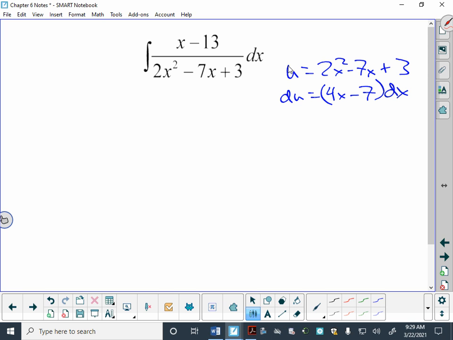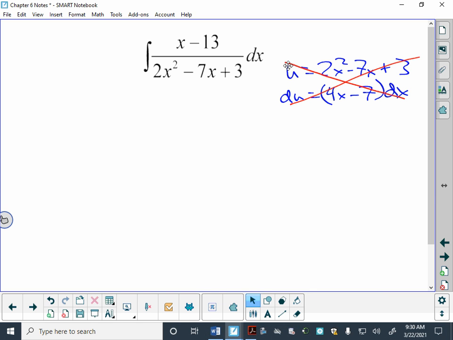It'd be nice if that was some multiple of 4x minus 7, but it's always interesting to me how subtle the differences need to be, where one thing will work simply by U substitution and you change the number just a little bit and it doesn't.